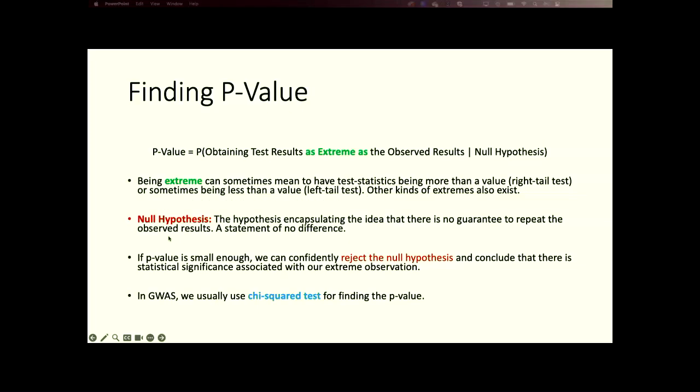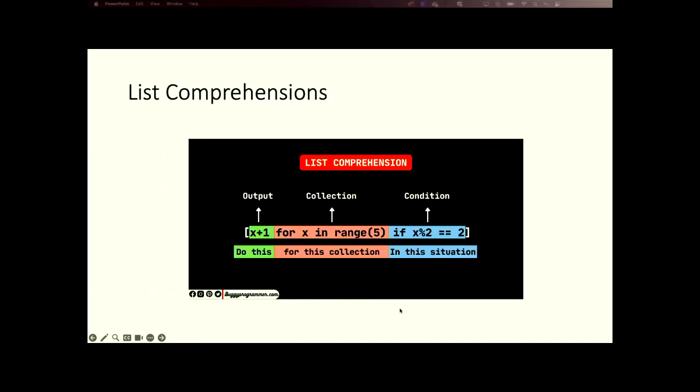The null hypothesis is the hypothesis encapsulating the idea that there is no guarantee to repeat the observed result, a statement of no difference. If the p-value is small enough, we can confidently reject the null hypothesis and conclude that there is statistical significance associated with our extreme observation. In GWAS, we usually use the chi-squared test for finding the p-value, and we talked about how to implement the test using the SciPy libraries earlier in the slides.